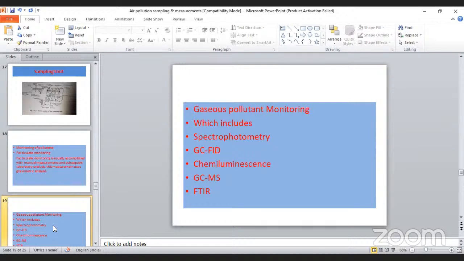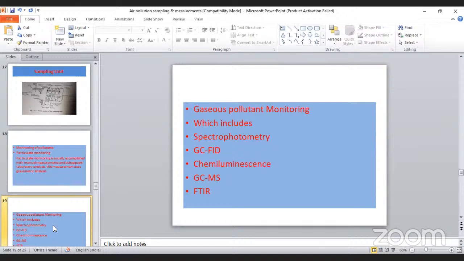Everything has to be given, and that will be reported in the form of this many grams of particulate matter present in the given volume of air, because there is a flow meter which gives the volume of air passed through the filter paper. We will come to know that by making use of a rotameter.